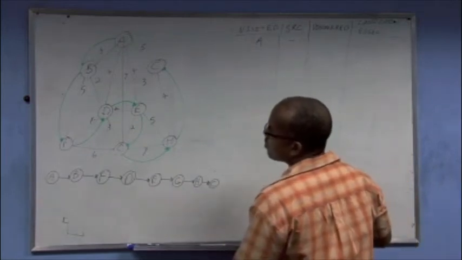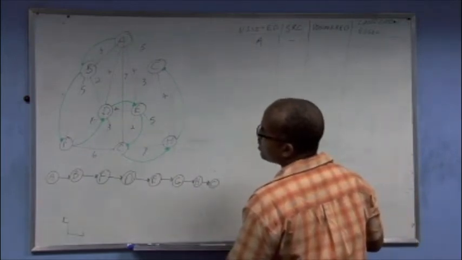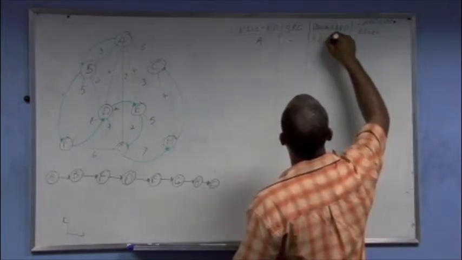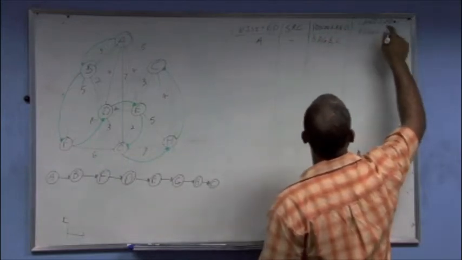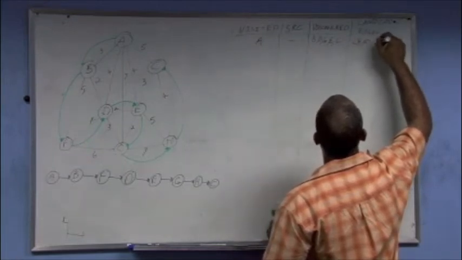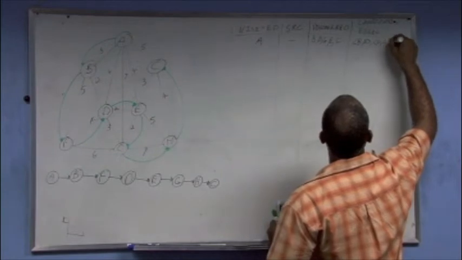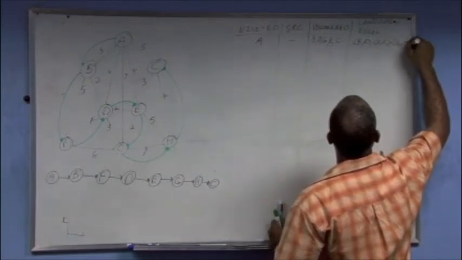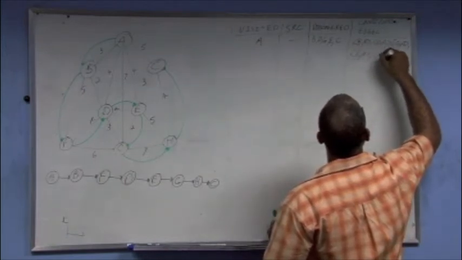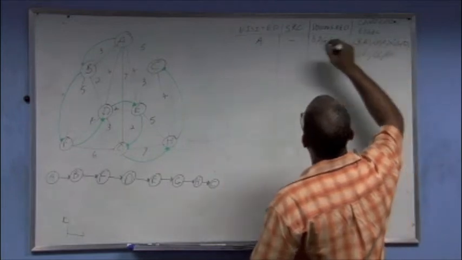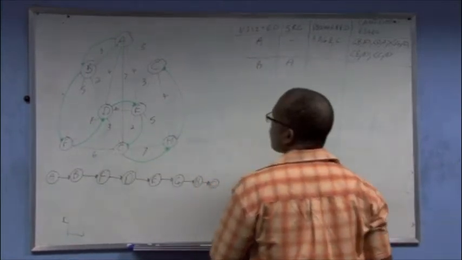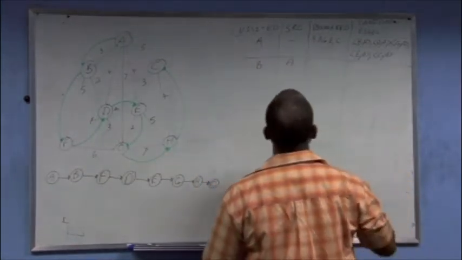From A we can discover B, D, G, E, C. So the process is the same. From A. A comes off. Source is A. From B we can discover D and F.